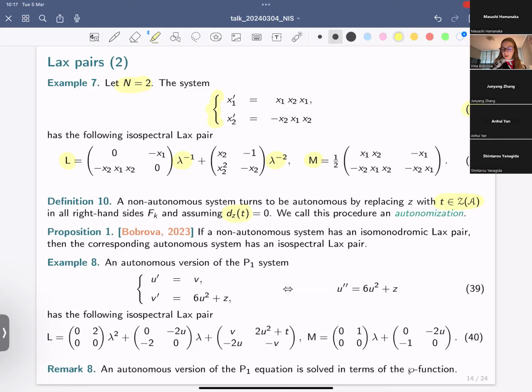And it turns out that we can do the same in order to obtain a spectral Lax pair from the isomonodromic Lax pair. So we have the following proposition that I give without proof, but the proof is pretty simple. If we have a non-autonomous system that has an isomonodromic Lax pair, then for the corresponding autonomous system obtained by the procedure of autonomization, we obtain an autonomous system with the corresponding isospectral Lax pair. And let me present a simple example that illustrates this proposition.